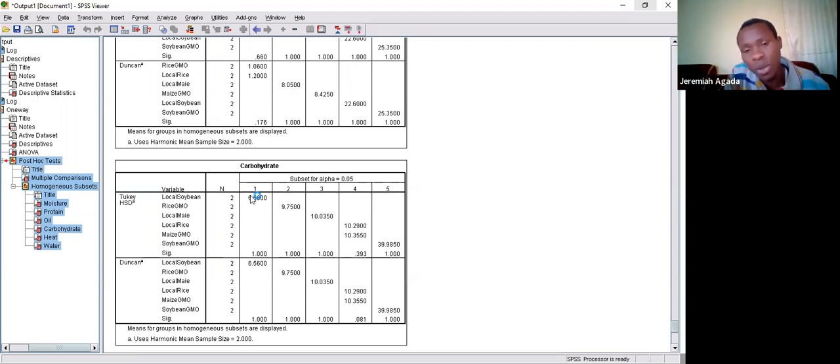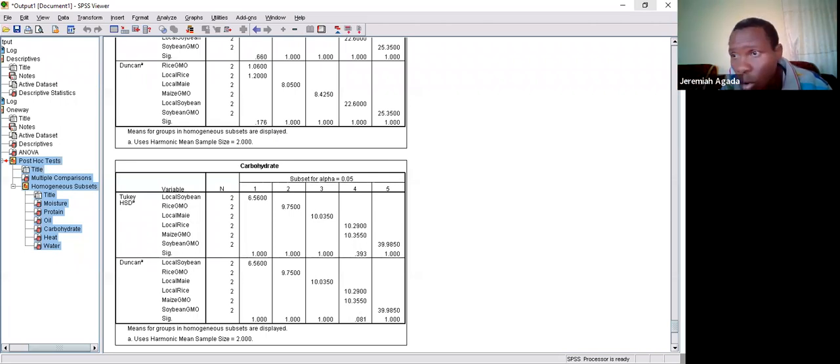So that's where you now say different superscripts or different alphabets show significant difference, or show that means are not the same, are significantly different at p-value less than or equal to 0.05. So in this case, you have separated that of carbohydrate.